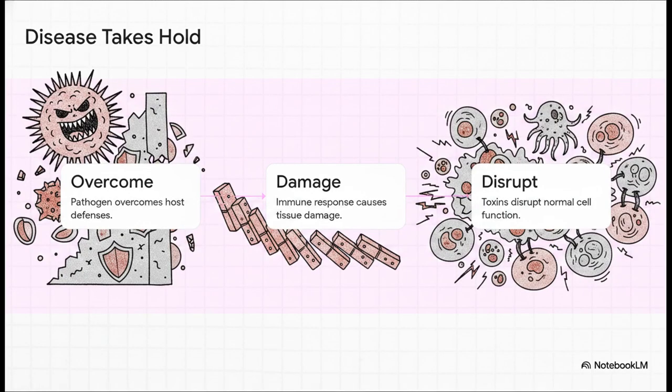And this brilliantly illustrates the step-by-step domino effect when a disease actually takes hold. Step 1. The pathogen overcomes your defenses. Step 2. In the absolute chaos of the battle, our own intense immune response often ends up causing tissue damage. It's a bit of friendly fire, really. And Step 3. The pathogen's toxins successfully disrupt our normal cell function. That 3-step process, that is exactly what you experience as being sick.